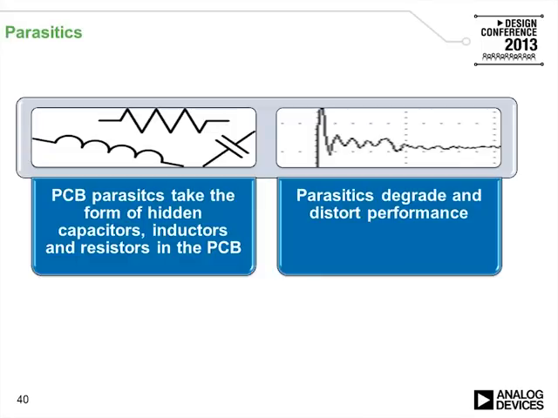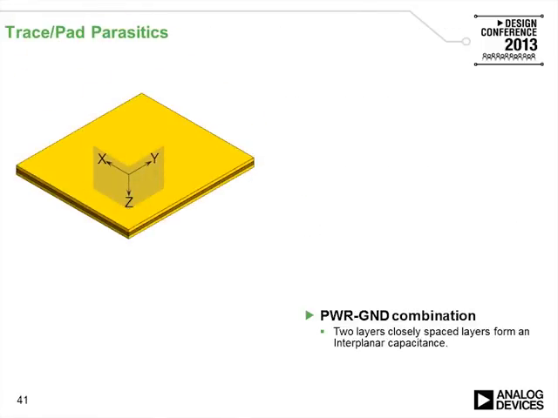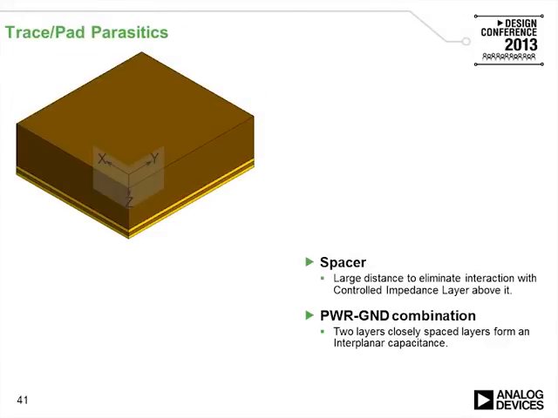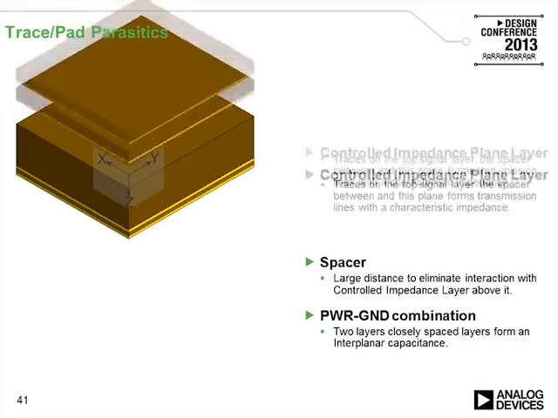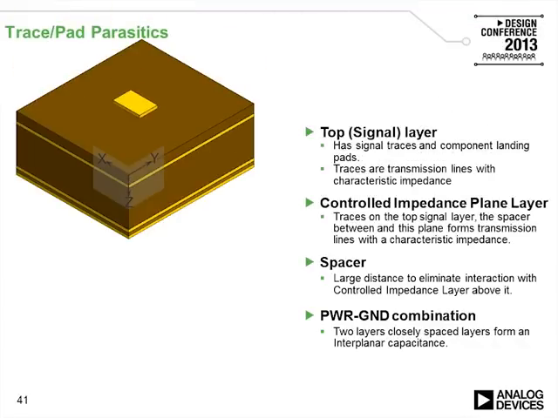Parasitics take the form of hidden capacitors. Usually, don't count on parasitics, and they always degrade or distort performance. Let's look at the trace and the parasitics. Here are two copper layers separated by an insulating layer in between, and this is a power ground combination. Here we put a large spacer to separate the power planes from the signal. Here we put one layer and a spacer, and here we'll put a pad. And then we finally finish with the solder mask.